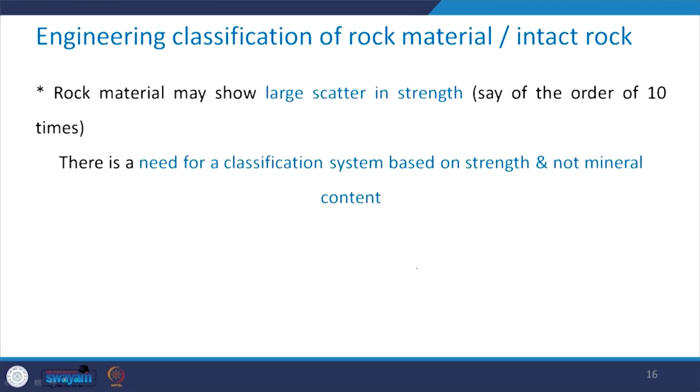So, once again, why do we need this? When you see that this modulus ratio also shows large scatter in the strength, there is a need for classification based on the strength and not on the mineralogical content or mineralogical composition. So, one needs to go for the engineering classification of rocks as well as rock masses.